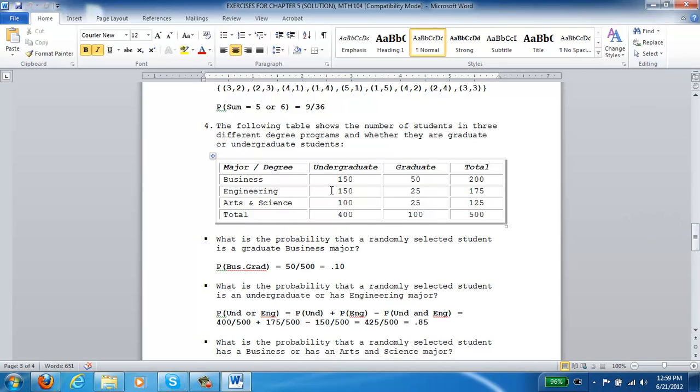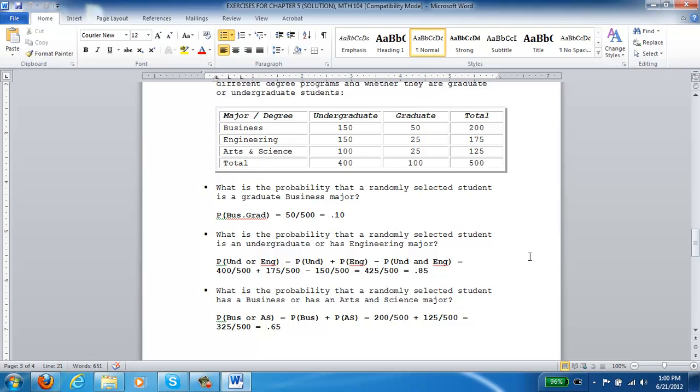Next one, as soon as you have a problem with a table, you have to figure out the total of the rows and the total of the columns. So in this case we have 400 undergraduate students, 100 graduate, 200 business, 175 engineering, 125 arts and sciences, for a total of 500 students. So what is the probability to have a graduate business? So this is it. We have 50 graduate business students, so 50 over 500, so it's 10% or 0.1.